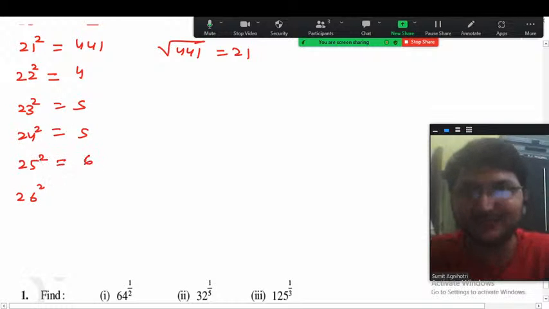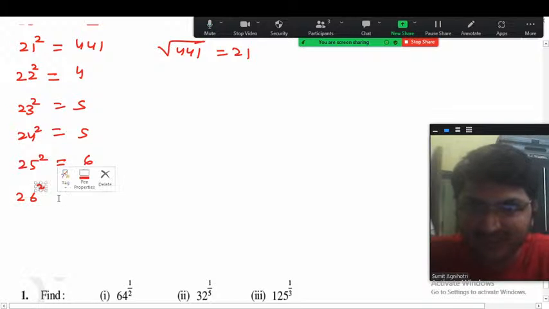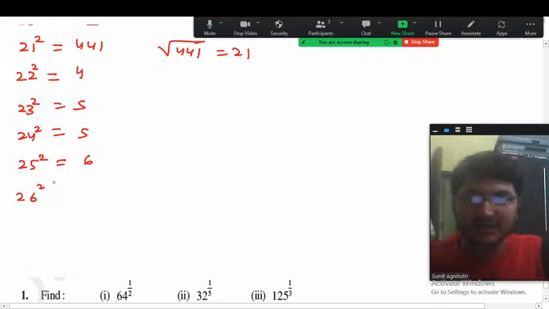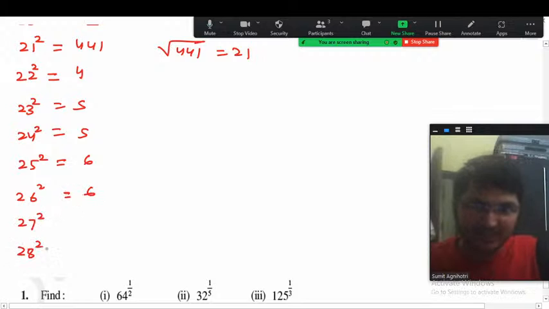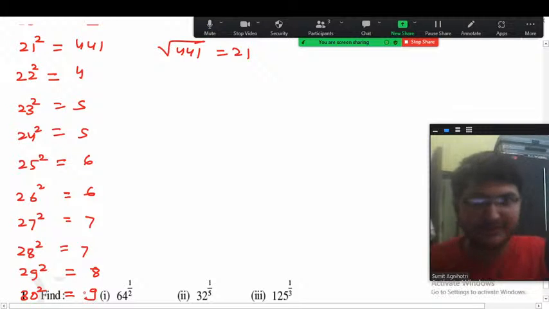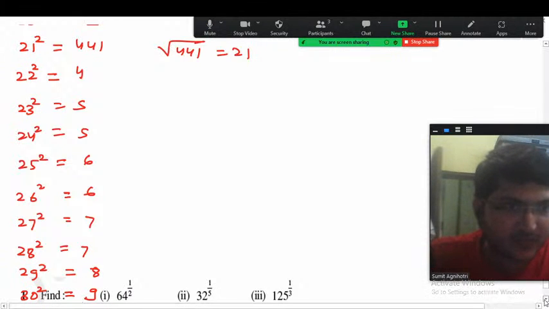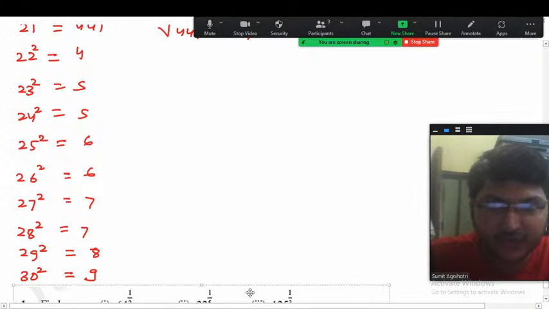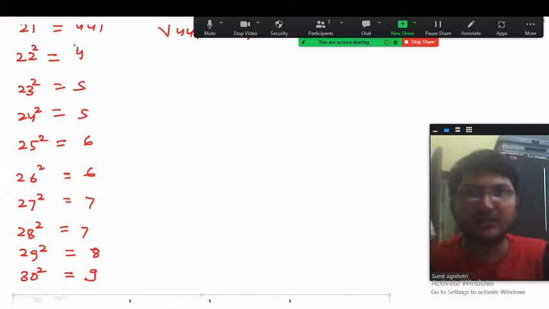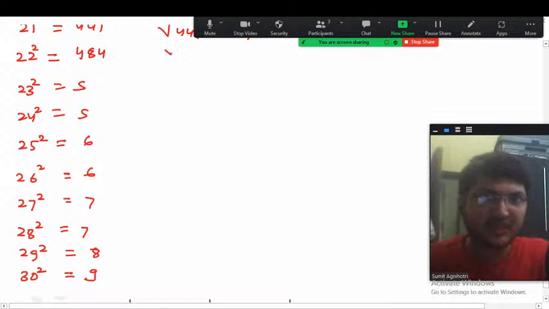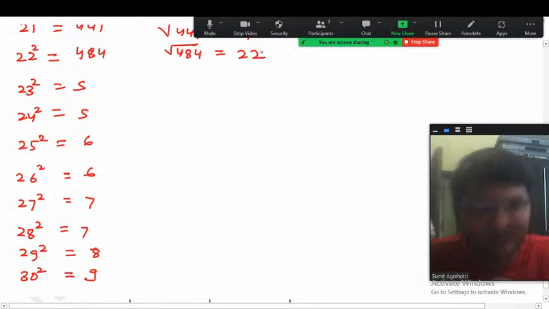Okay, and one more approach is here that I want you to understand. 27 square and 28 square start with what? Start with 7. And 29 square starts with 8, and 30 square starts with 9. Okay, now I want you to tell me the 22 square. It's actually 484. That is why under root of 484 is 22. Okay, that is why I want you to remember it.